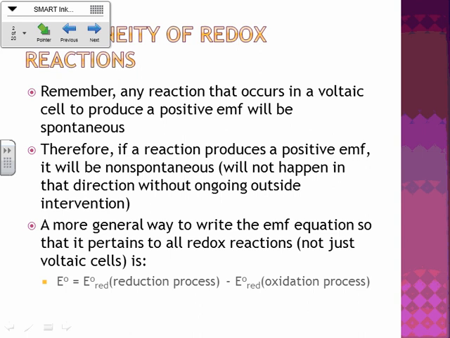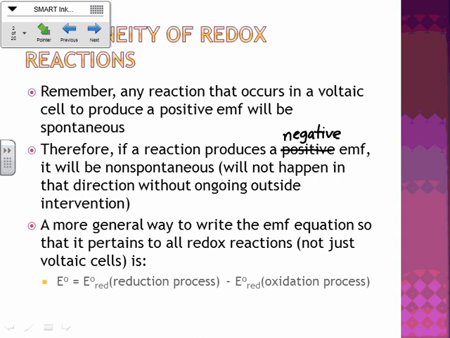And I messed up. It says any reaction that occurs in a voltaic cell to produce a positive EMF will be spontaneous. Therefore, if a reaction produces a positive EMF, it will be non-spontaneous. Then you change that on your notes to negative. So a negative EMF will be non-spontaneous. I think when I wrote that, I was thinking delta G, so it's positive there. Sorry.